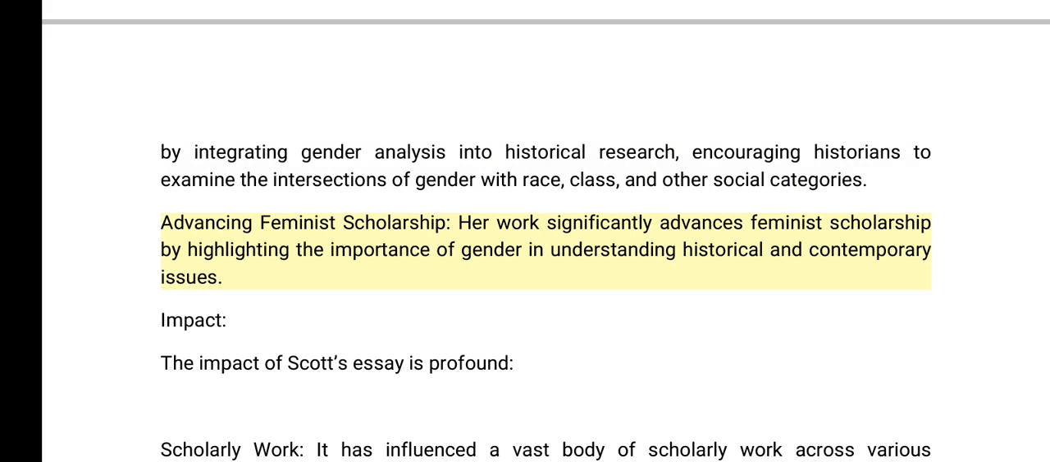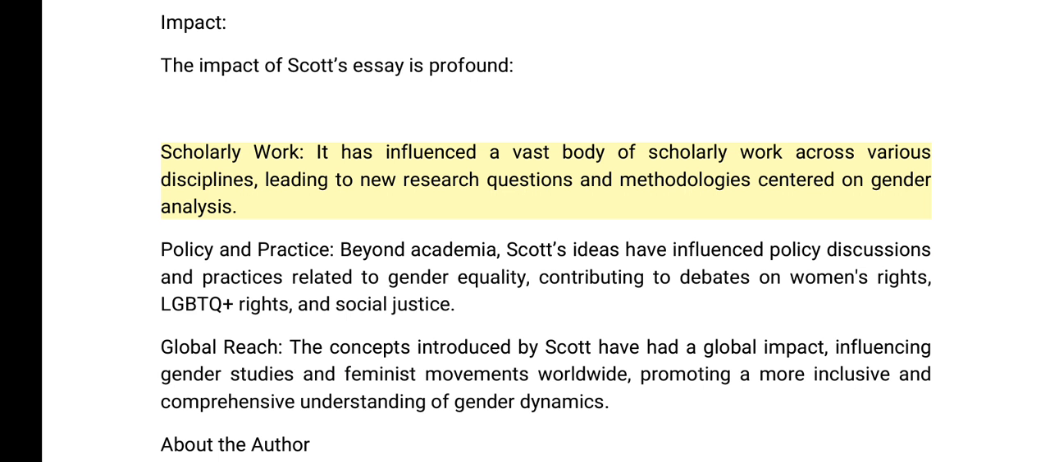Advancing feminist scholarship. Her work significantly advances feminist scholarship by highlighting the importance of gender in understanding historical and contemporary issues. Impact. The impact of Scott's essay is profound. Scholarly work. It has influenced a vast body of scholarly work across various disciplines, leading to new research questions and methodologies centered on gender analysis.